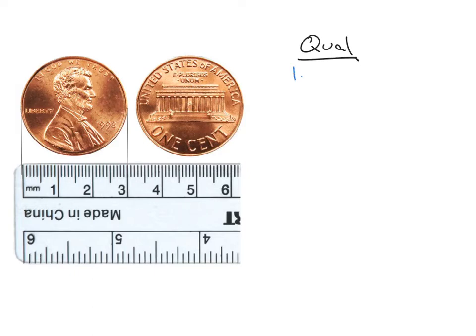So my first qualitative observation here, I notice when I look at this that I see that it is lustrous, or it has luster. That means that it is shiny. I can also observe that it is kind of an orange color or a coppery color. And then finally I can observe that I see Abe Lincoln on one side of this object.